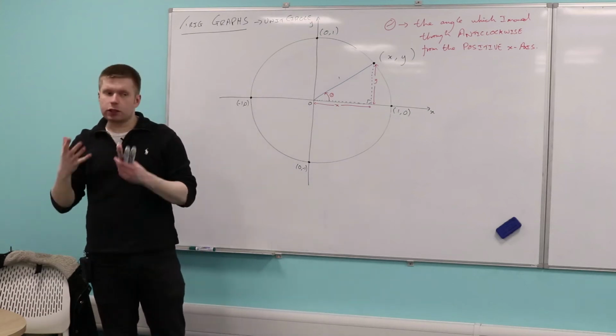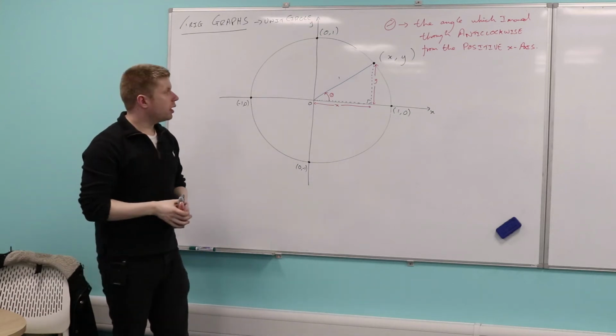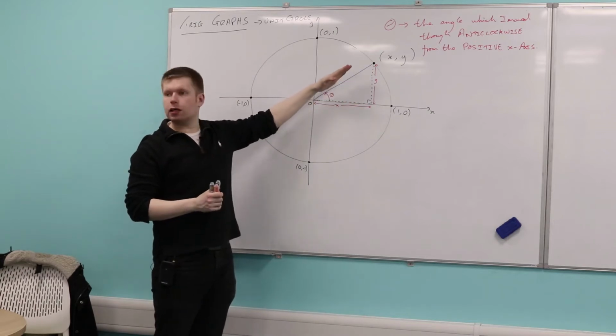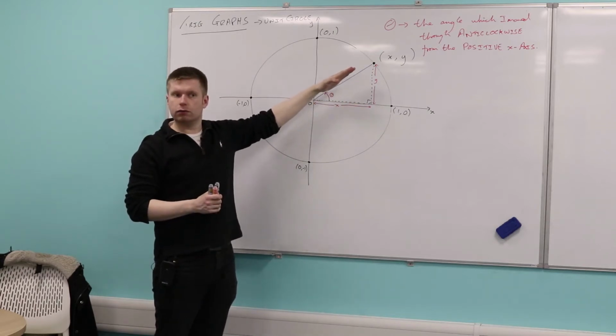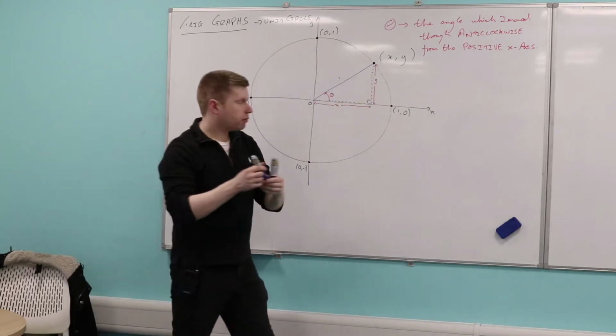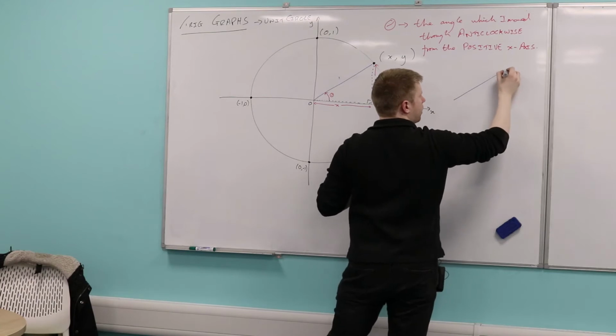So that's my angle. That's what theta is literally defined as. If I consider any point, it's simply the angle which I've moved through anti-clockwise from the positive x-axis. Okay, let me make a quick sketch of that triangle over here. So I've got this kind of thing going on.